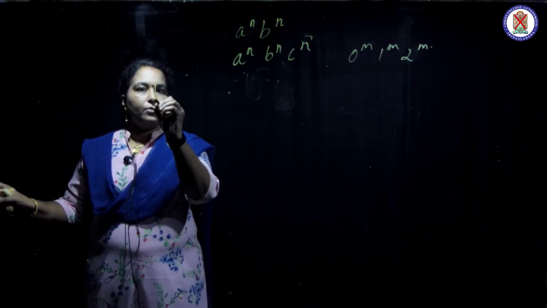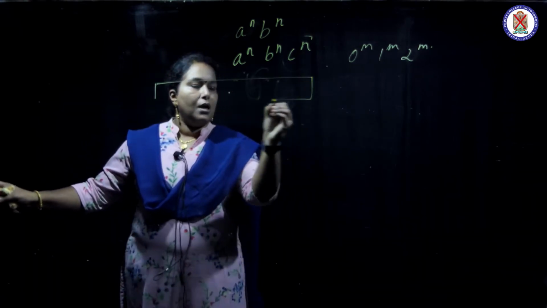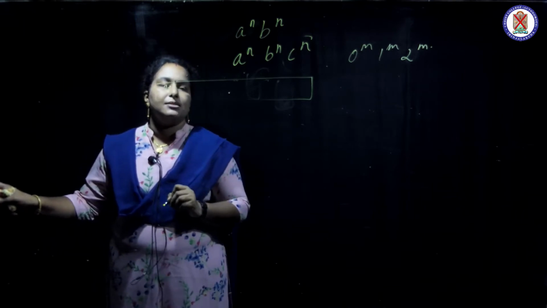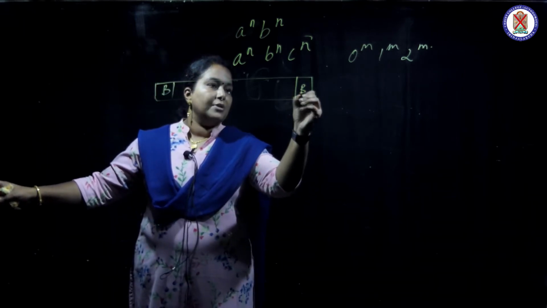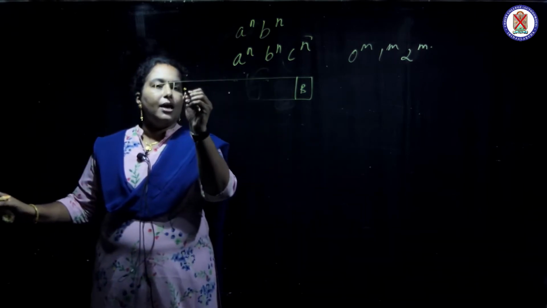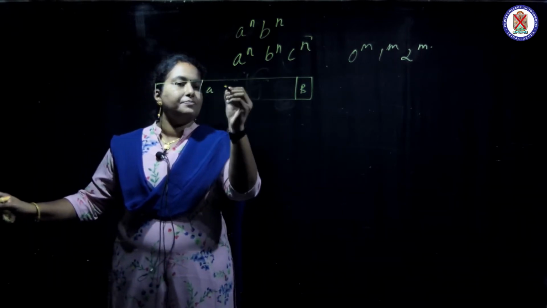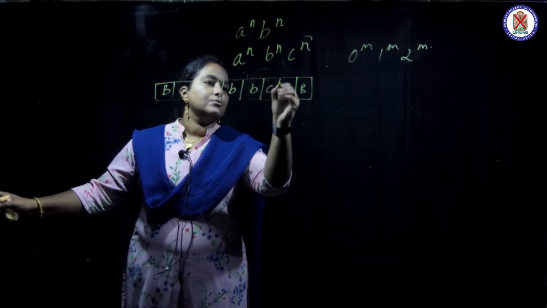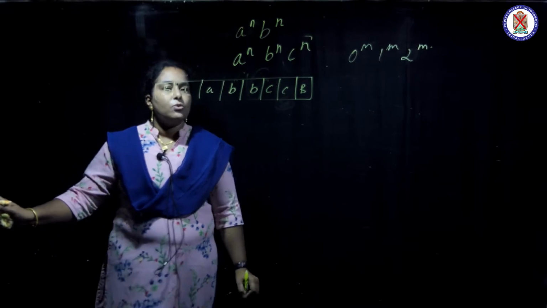How can we do it? Look at here. I am drawing a tape, inserting blank as the marker. Here also I am inserting the blank as the marker. Then look at here, I am taking 2 A's, 2 B's and 2 C's. So how can we do it?